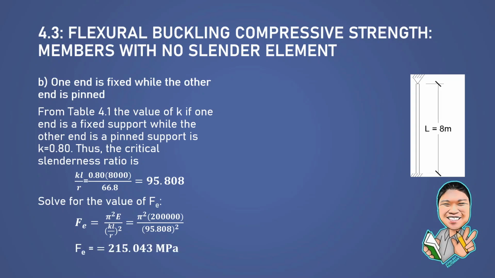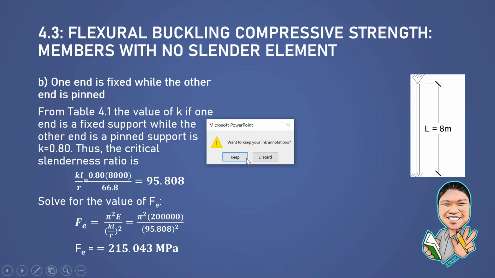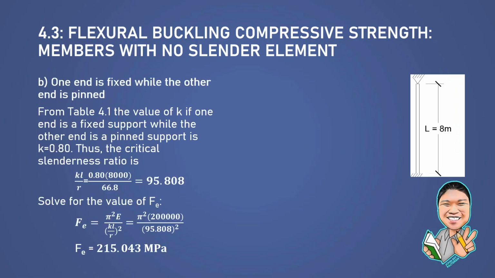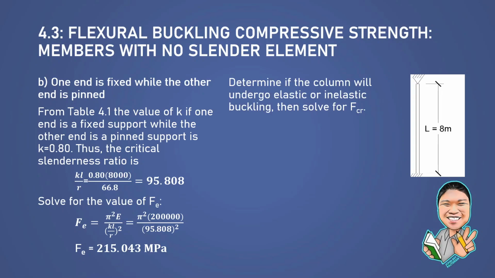So, ang ating critical buckling stress, 215.043. So, ito na siya. Then, next tayo. Determine if the column will undergo elastic or inelastic buckling. Then, solve for Fcr. So, same logic.